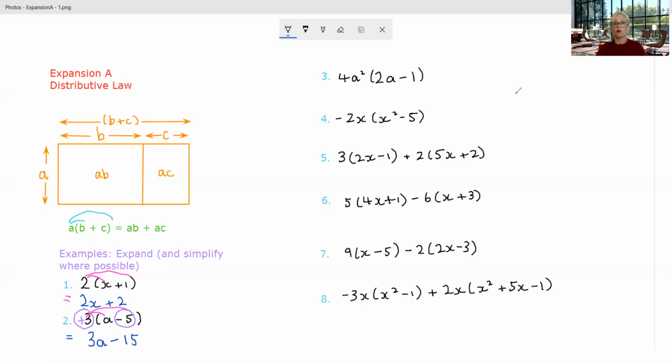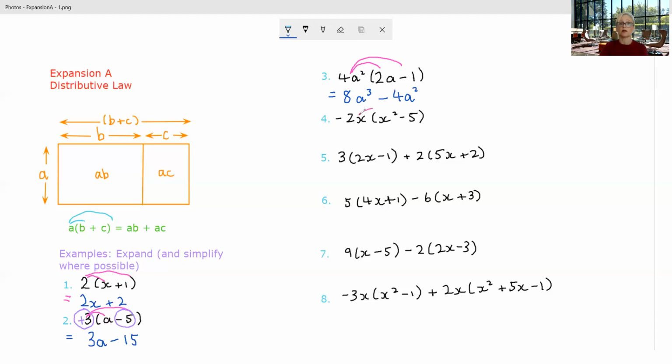All right, let's have a look at this next example here. So we've got 4a squared outside of 2a minus 1. So we want 4a squared times our 2a and 4a squared times our negative 1. Okay, what's 4a squared times 2a? Well, 4 2s are 8, and a squared times a is a cubed. Then we're going to get minus 4a squared times 1, which is, of course, just minus 4a squared.